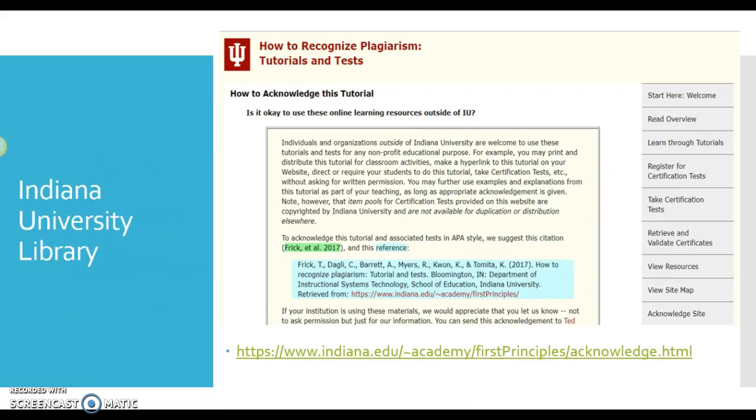Another resource is the Indiana University Library. This is something that I'm going to be using in the course I'm currently designing. It's a tutorial about plagiarism, and on their website, Indiana University states that anyone outside of their institution is welcome to use this tutorial for any nonprofit educational purpose. They have specifically shared their guidelines. We don't need to ask or pay for this use. We are allowed to use it. They tell us we are allowed to use it.